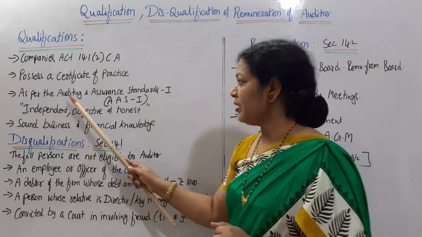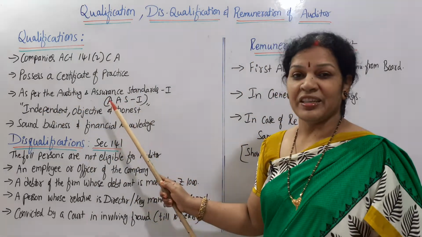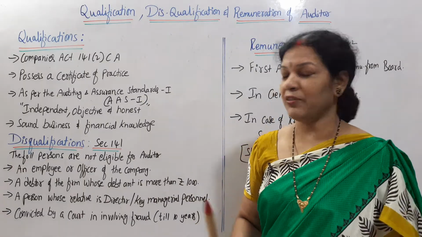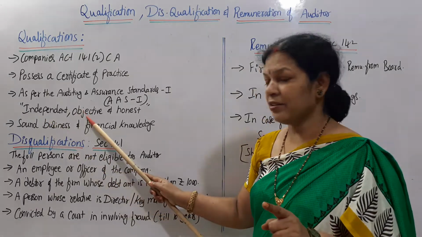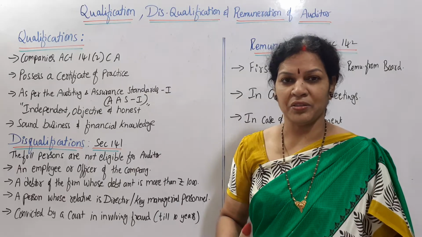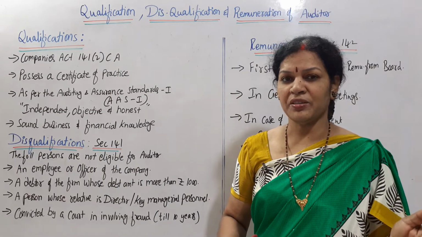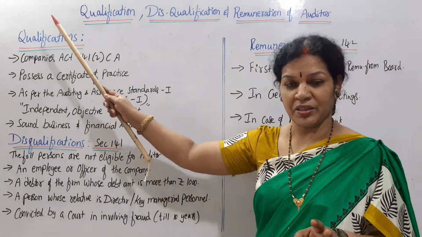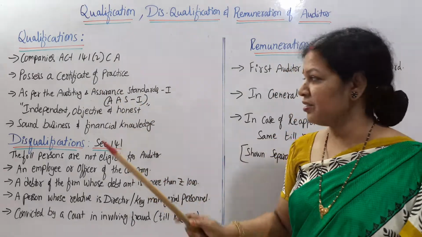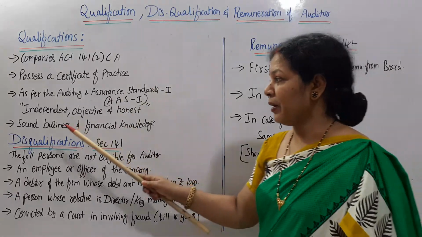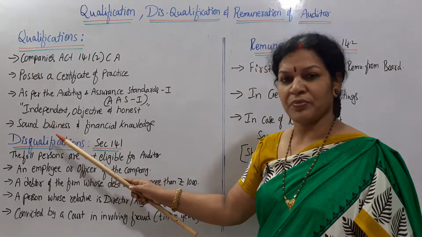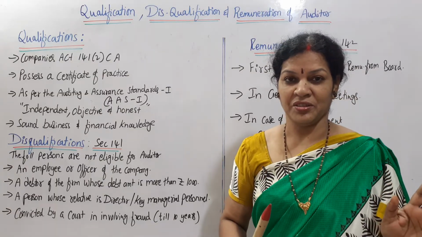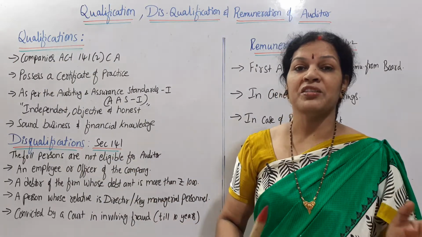And apart from that, as per the Auditing and Assurance Standards, you can say AAS 1, a few things are also mentioned related to the auditor's qualification. What are those? Auditor must be independent, objective and honest, and should not be influenced by others. He must be honest, independent and objective, meaning goal oriented. These are the three qualities required to become an auditor under the qualifications. So this is as per AAS 1. And another one: auditor must have sound knowledge in the business and financial areas, both the areas. So these are the qualifications an auditor must have.